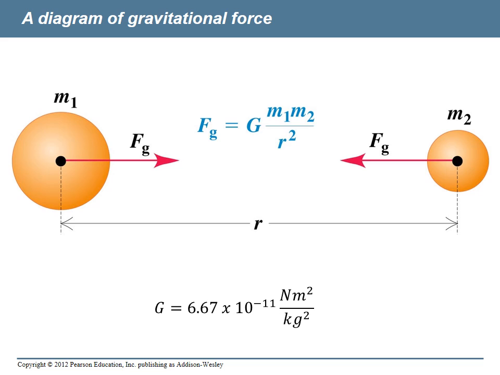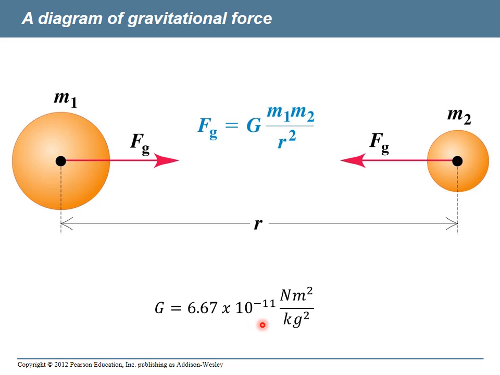So the gravitational constant here is very small, 6.67 times 10 to the negative 11th Newton meter squared per kilogram squared. You can see that if you multiply by this gravitational constant, you have meters squared on the top, meters squared on the bottom, and kilograms squared on the bottom, kilograms squared on the top, so you're left with just newtons. So the force is in newtons.